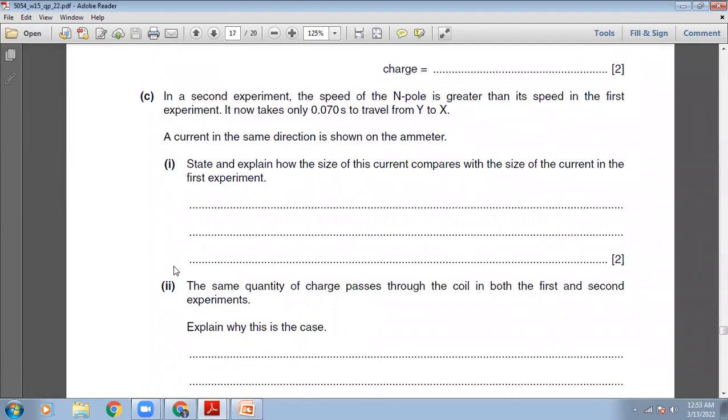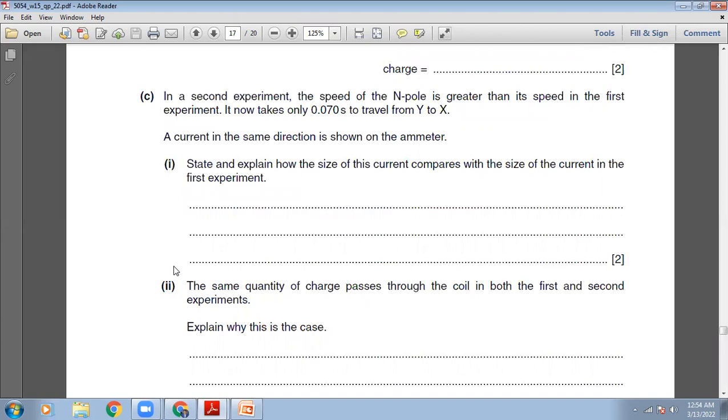Then he says, in a second experiment, the speed of the North Pole is greater than its speed in the first experiment. It now takes 0.070 seconds to travel from Y to X. You can understand that before it took 0.14 seconds, now it is taking 0.07 seconds, which means that it is now taking half the time. It means the magnet is moving faster. It means that the speed of the magnet has become double. That's why it's taking half the time.